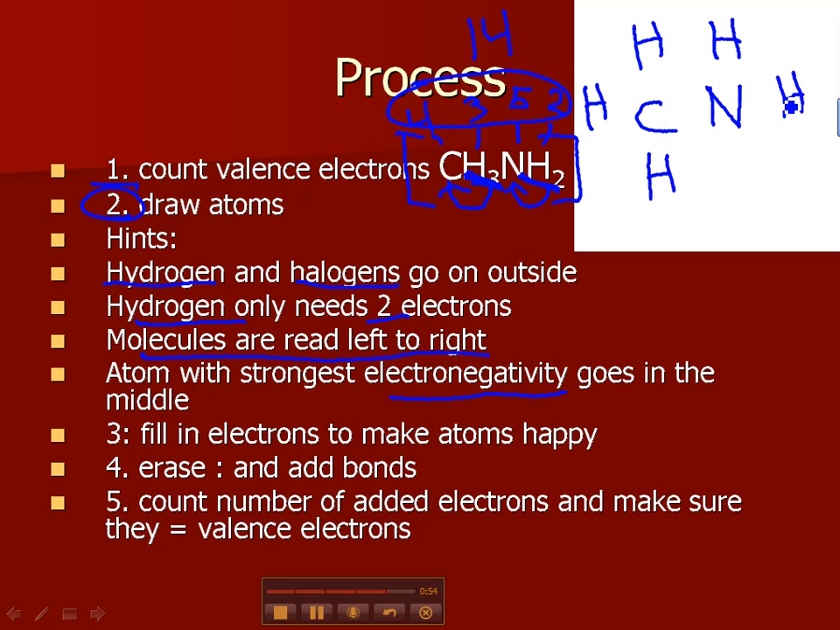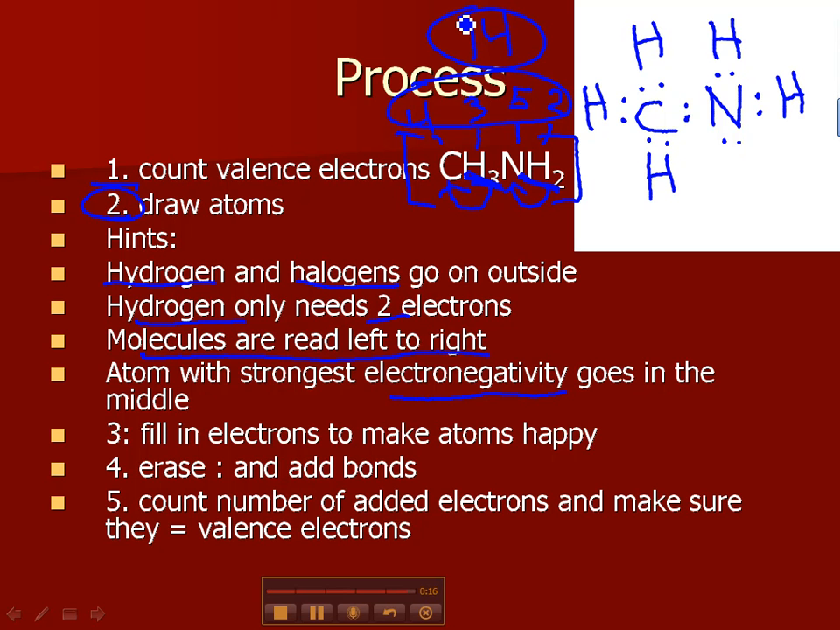Okay, so now what do we need to do? We have to fill in the electrons to make the atoms happy. Let's start with carbon. Carbon needs 1, 2, 3, 4, 5, 6, 7, 8 electrons to make it happy. These hydrogens around the carbon are happy now as well, because they are touching 2 electrons. Nitrogen is touching 2 now, so it needs another 6. That makes everyone happy. The hydrogens are happy, the nitrogen's happy, the carbon's happy, and we only used 14 electrons to make everyone happy. So we're pretty much good to go.